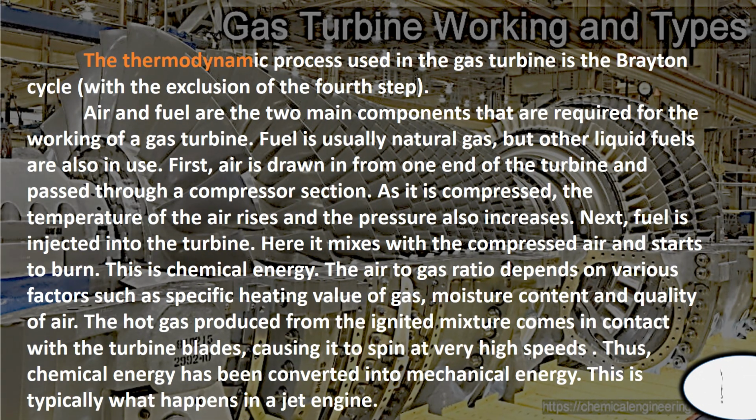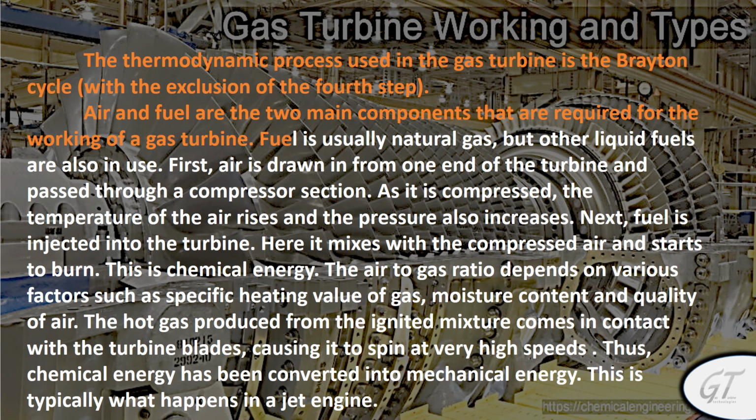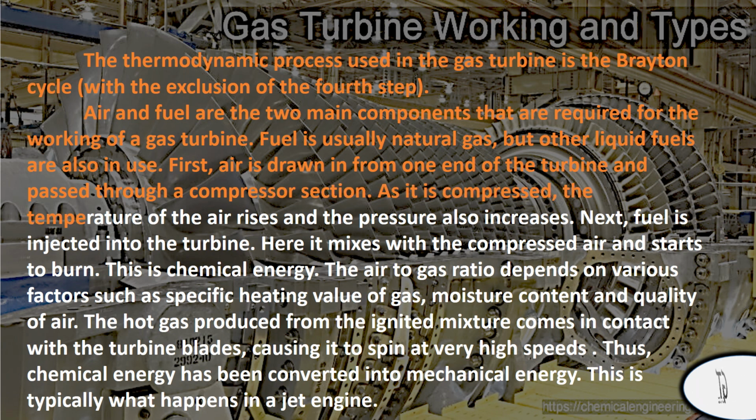The thermodynamic process used in the gas turbine is the Brayton cycle, with the exclusion of the fourth step. Air and fuel are the two main components that are required for the working of a gas turbine. Fuel is usually natural gas, but other liquid fuels are also in use. First, air is drawn in from one end of the turbine and passed through a compressor section. As it is compressed, the temperature of the air rises and the pressure also increases.